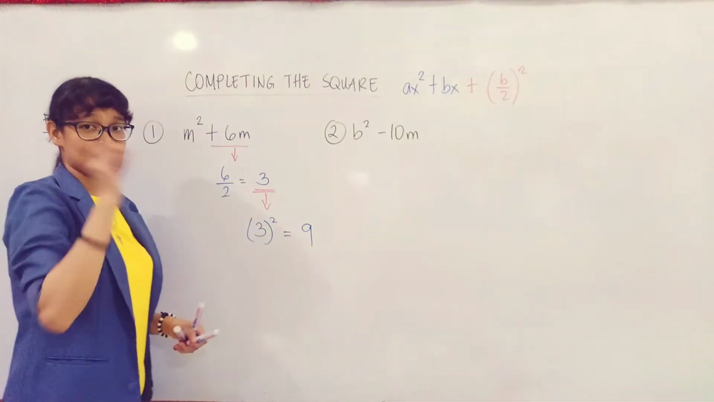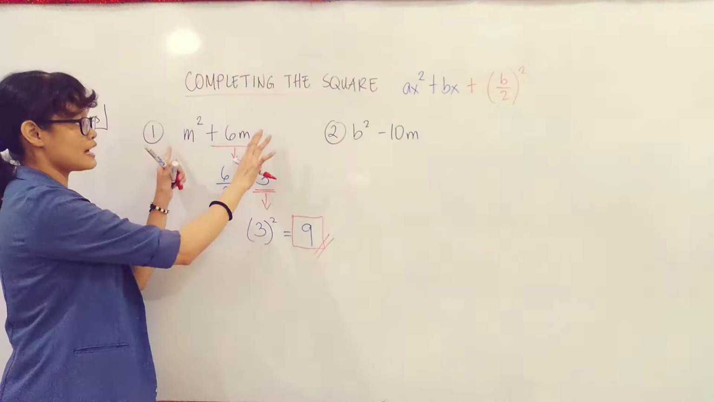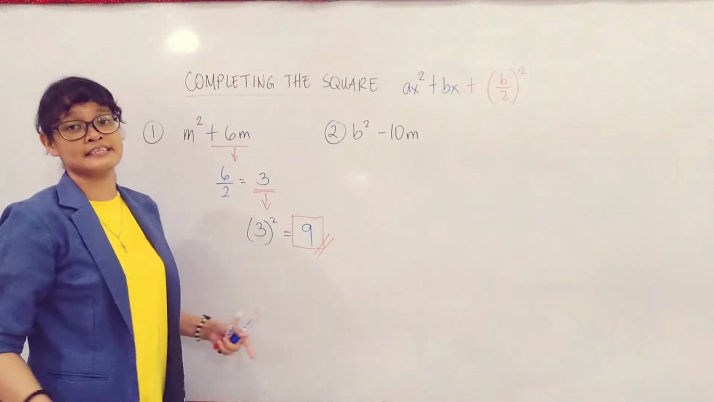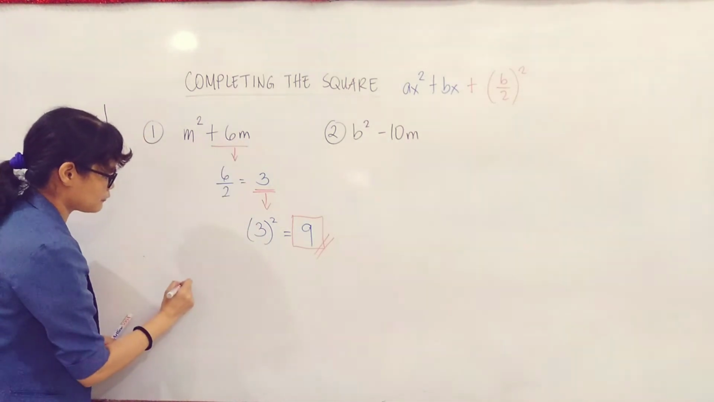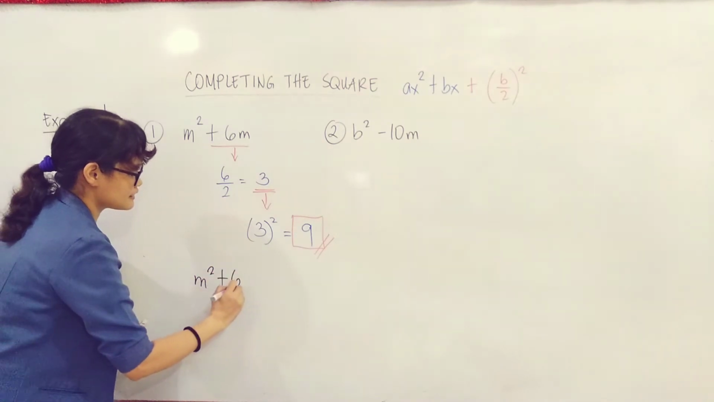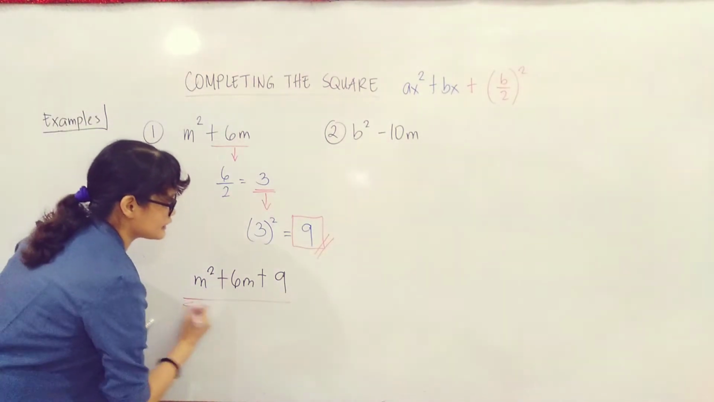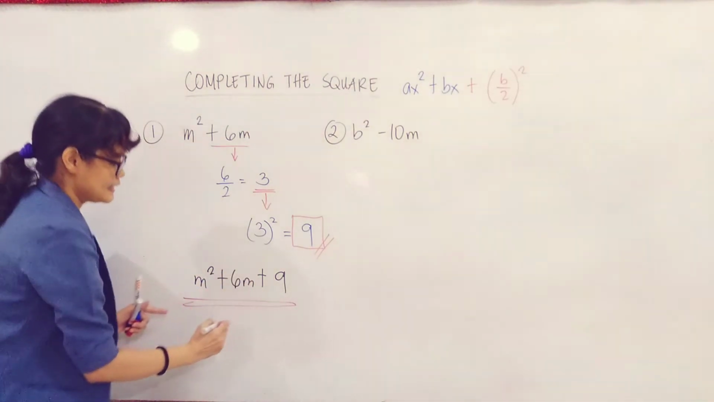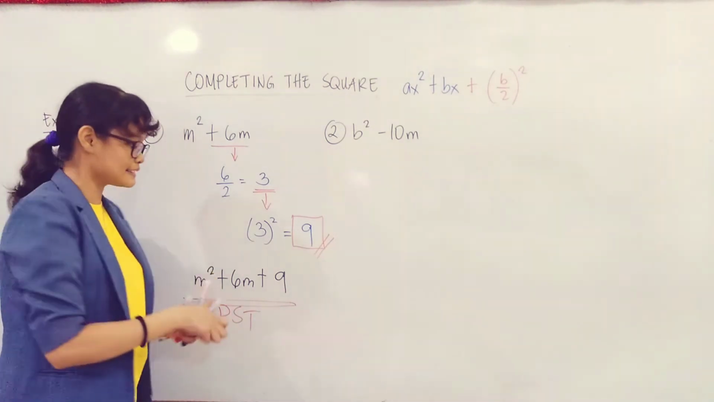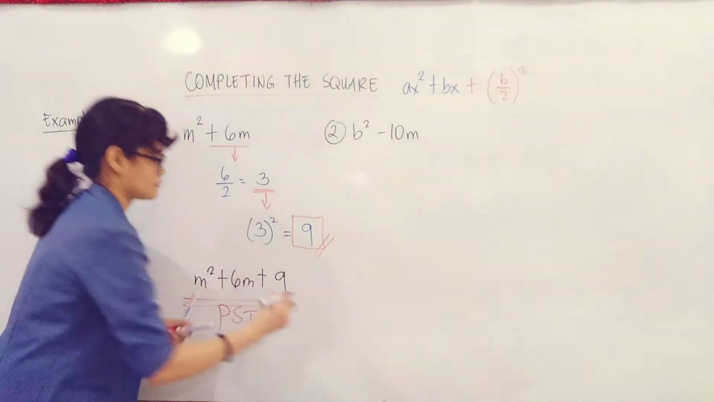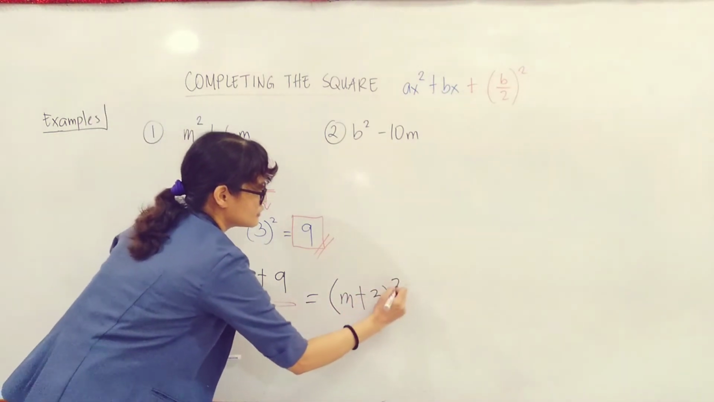Okay, and now finally, sa ating step number 3, all we have to do next is to add this number dito sa incomplete na quadratic expression natin at magiging isang perfect square trinomial na siya. So therefore, this one is now equal to m squared plus 6m plus this number, 9. Alright? And this resulting quadratic expression is a PST, which stands for perfect square trinomial. And this trinomial can be written as m plus 3 squared.